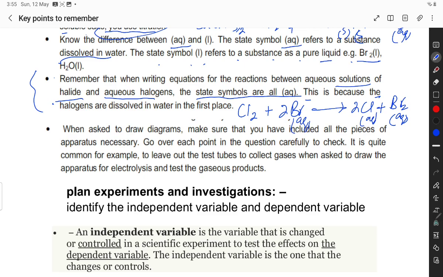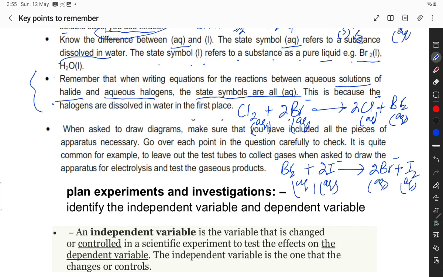This is a very common equation. Please learn this displacement reaction by heart. This is also aqueous. This is another: Br2 plus 2 iodide ion. These are the common questions from the examination point of view. So 2Br negative, and the color change in both cases is colorless to brown, plus I2. This is aqueous.